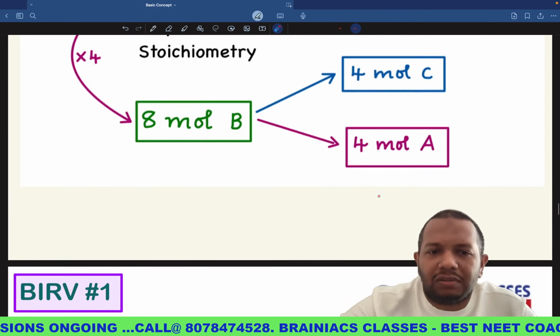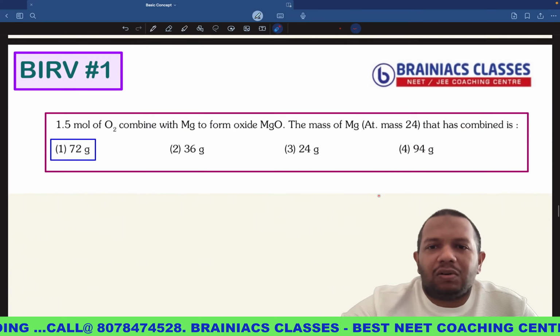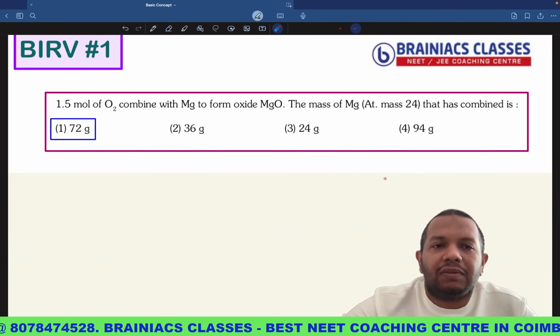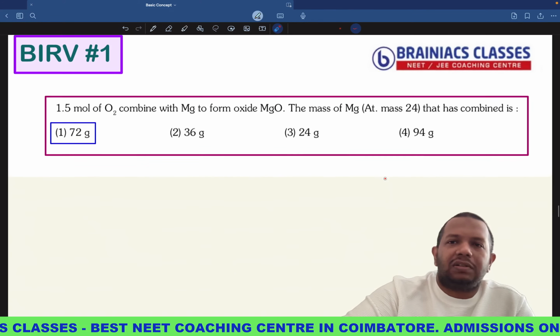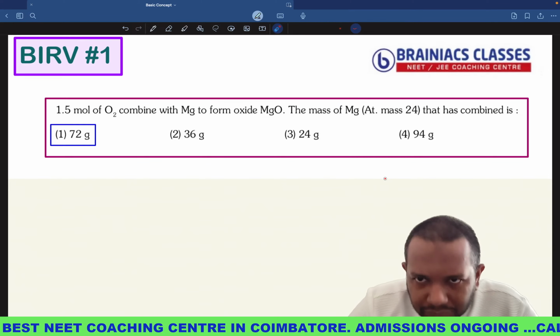I hope you understood. Next is also an NCERT question, a very important question. Similar one. All of you read through the question and check if you have any doubt.